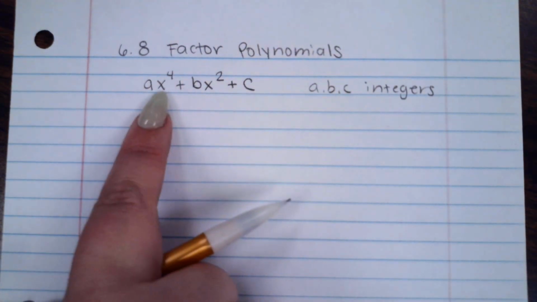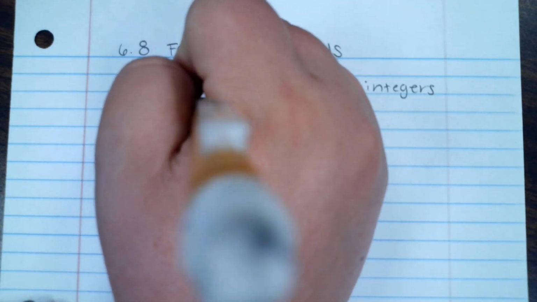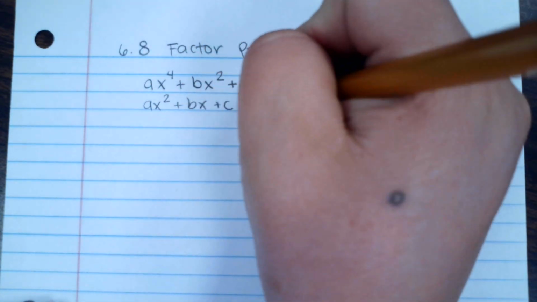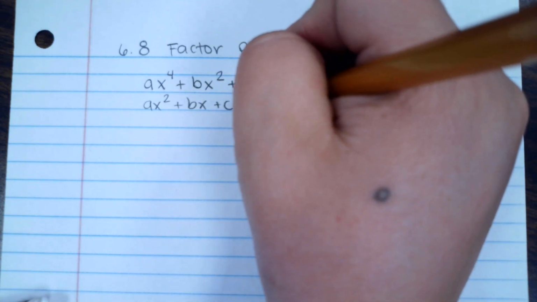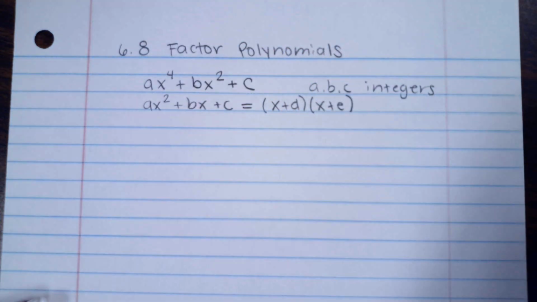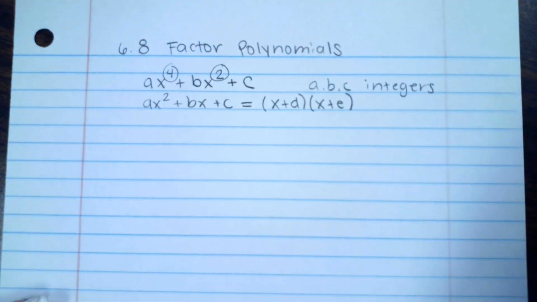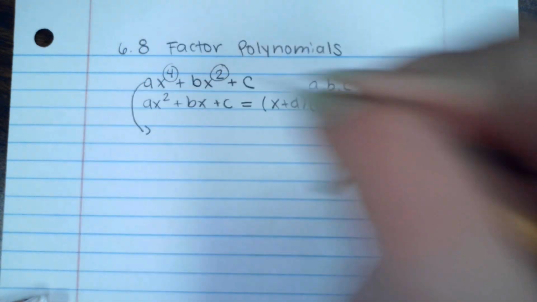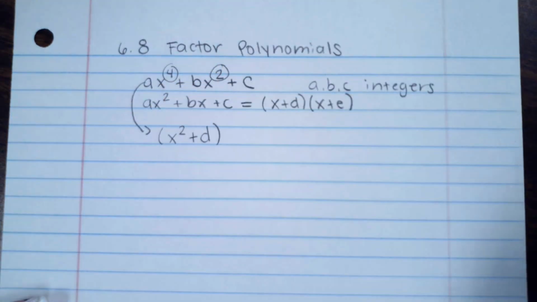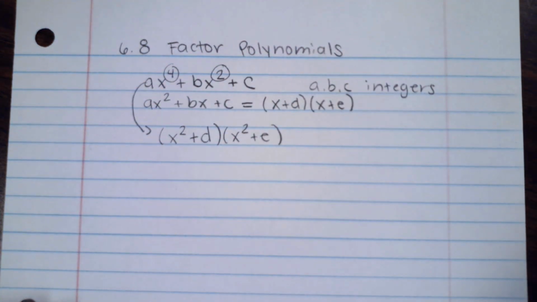Now, this looks very similar to what we've been doing, right? We're used to ax squared plus bx plus c, and then we factor it into x plus d and x plus e. Well, since we have an x to the fourth and an x squared, the only difference is when you factor it, you're going to have x squared plus some number and x squared plus another number. So it's the same exact process.